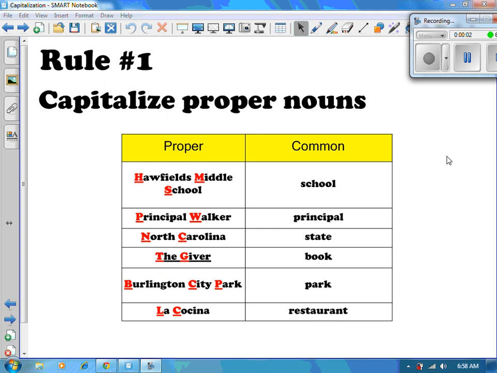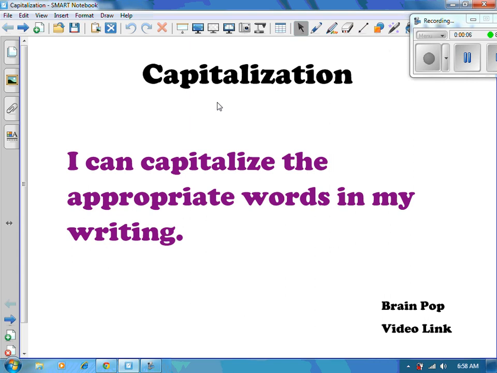Good morning, students. We're going to be learning a little bit today about capitalization. The seventh grade teachers have been a little bit concerned about the lack of capitalization in your writing. So we're just going to quickly review when to capitalize in your sentence.